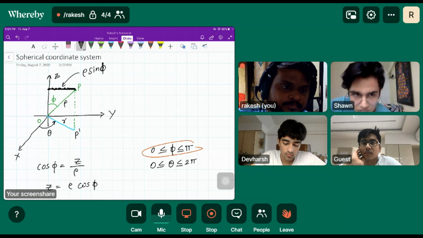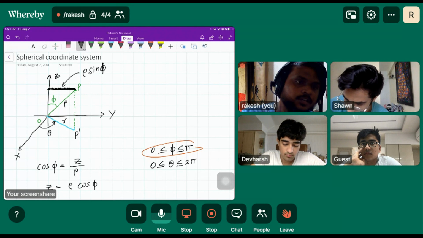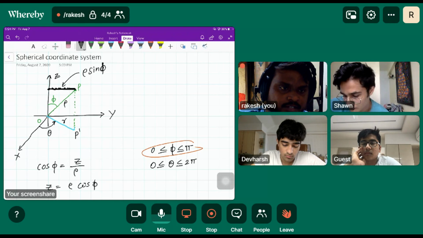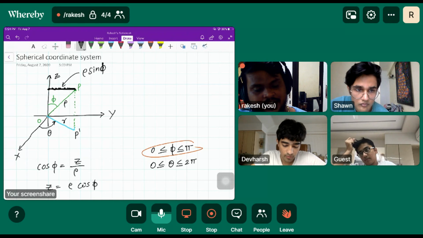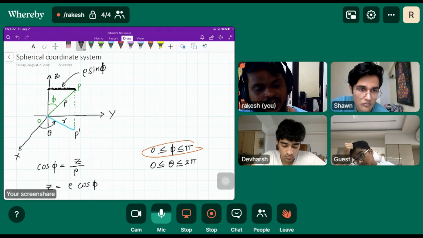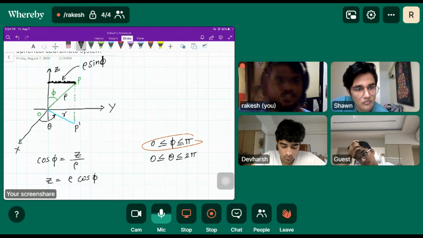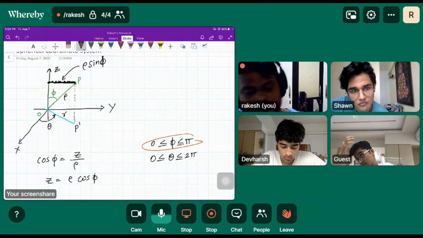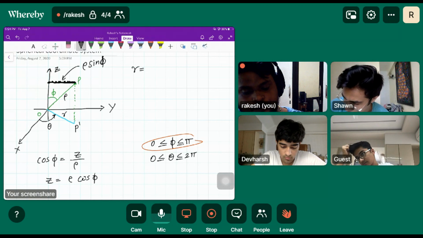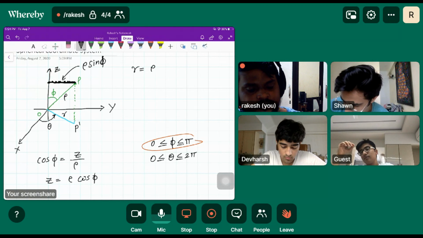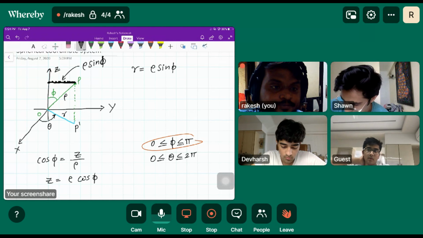That would be rho sin phi, opposite upon hypotenuse. So that horizontal line is nothing but this r, because that's the same. The projection of that horizontal line is nothing but this blue line. So r is also rho sin phi.